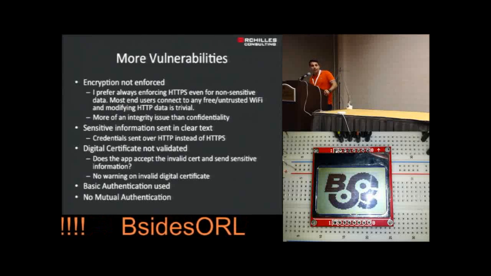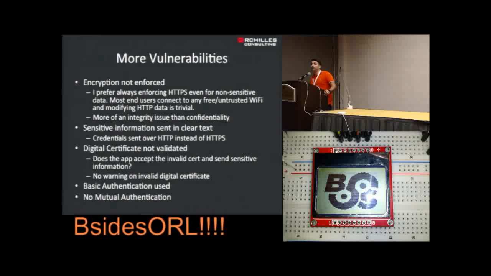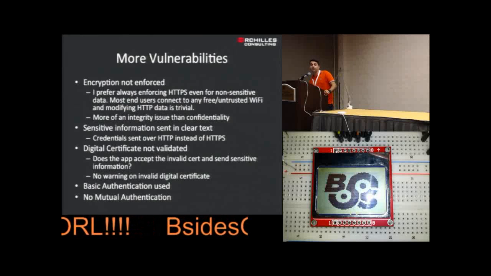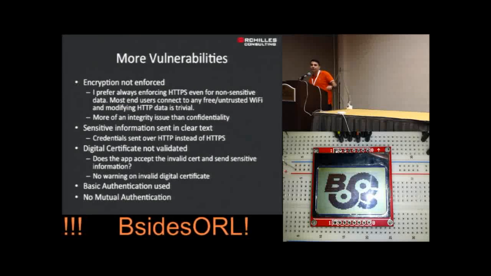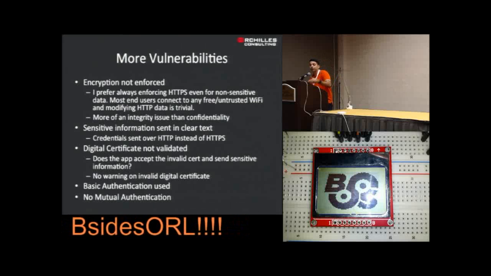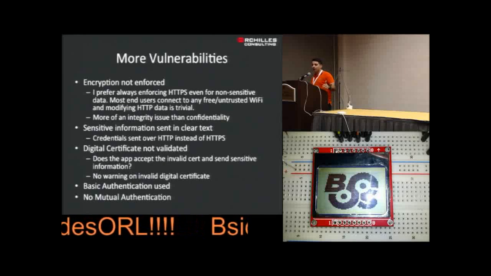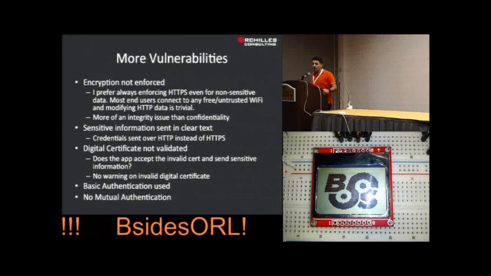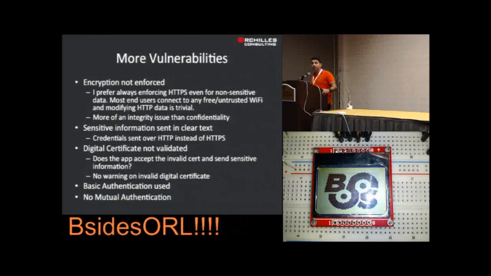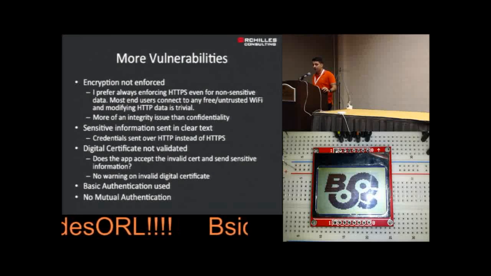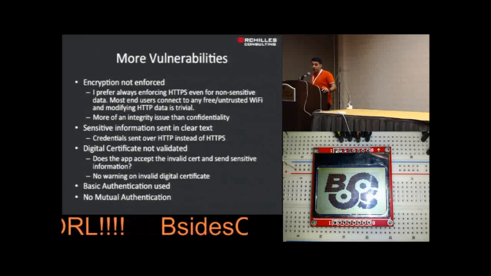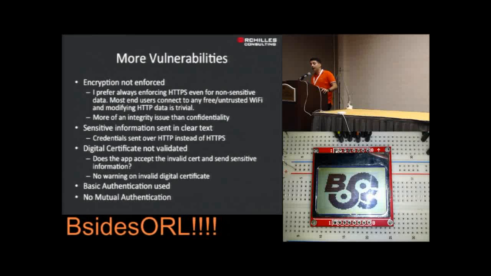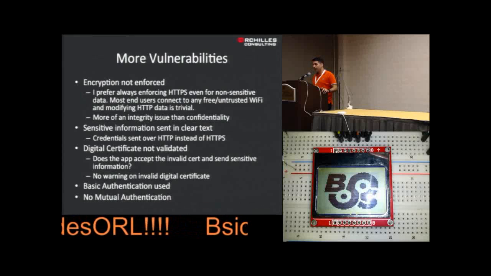Digital certificates not validated. Even if it does use HTTPS, if it gets an invalid cert and it still sends the data, there's no point in using SSL. So you need to make sure that not only is it implementing SSL, but it's doing it correctly. Then you can look at authentication as well, and I'm going to speed it up because I have about 6 minutes left. Basic authentication being used is not good. It's base64 encoded, and anyone that gets it can reverse it quite easily. And mutual authentication: is there any authentication coming back? You sometimes authenticate the server. Is it authenticating you?